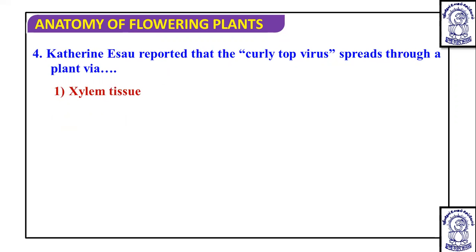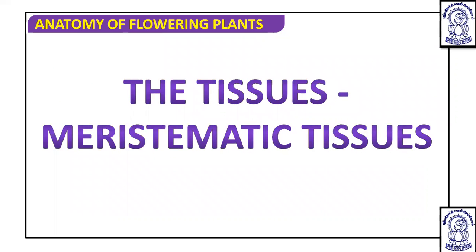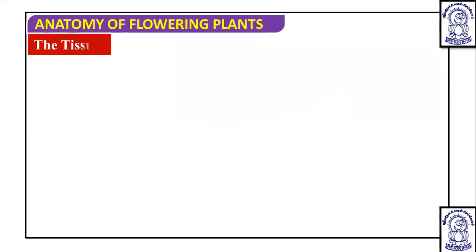Katherine Esau reported that the curly top virus spread through phloem tissue. We have just discussed that, so the answer is going to be phloem tissue. Now after this, the tissues which we are going to discuss here are mainly the meristematic tissues and then the permanent tissues. First we discuss the types of tissue, and first we talk mainly about the tissues.